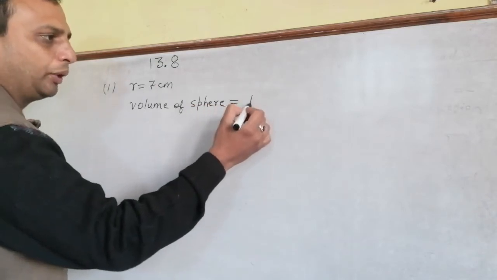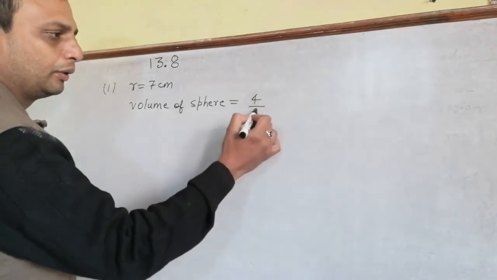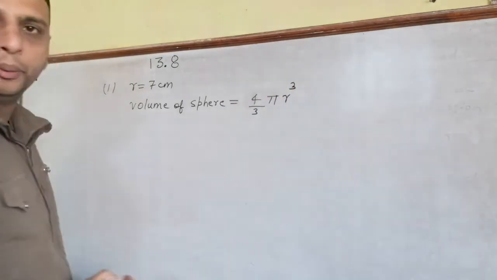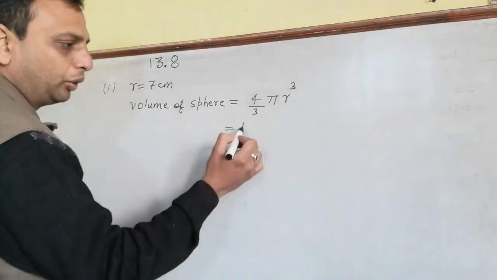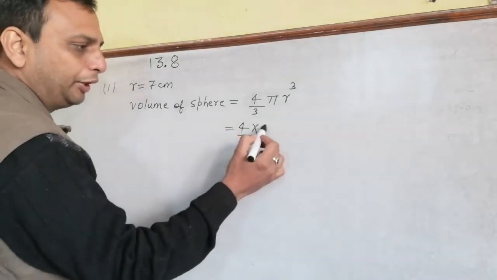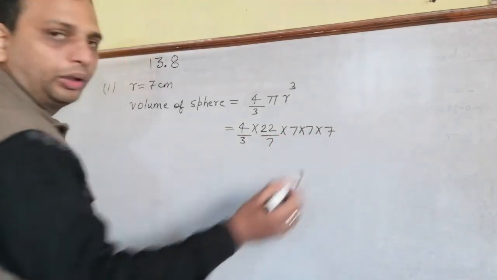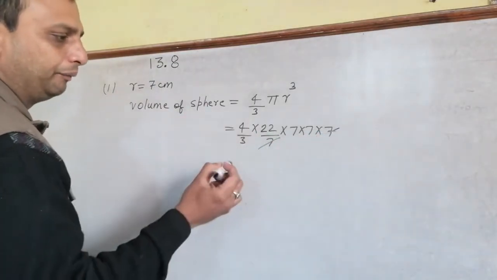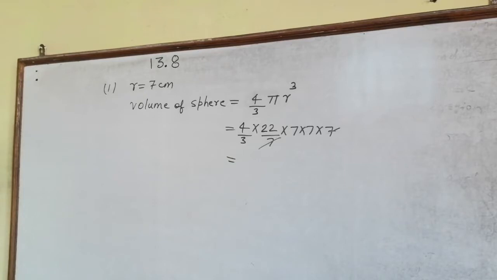By using the same formula which I just told, 4 upon 3 pi r cube. Cube means the power of r is 3. So 4 is a constant number, upon 3, pi value 22 upon 7. R will come 3 times because r cube is there. The radius is 7 centimeter. 7 will cancel with the 7. Now we only have to multiply because no other number can be cancelled.